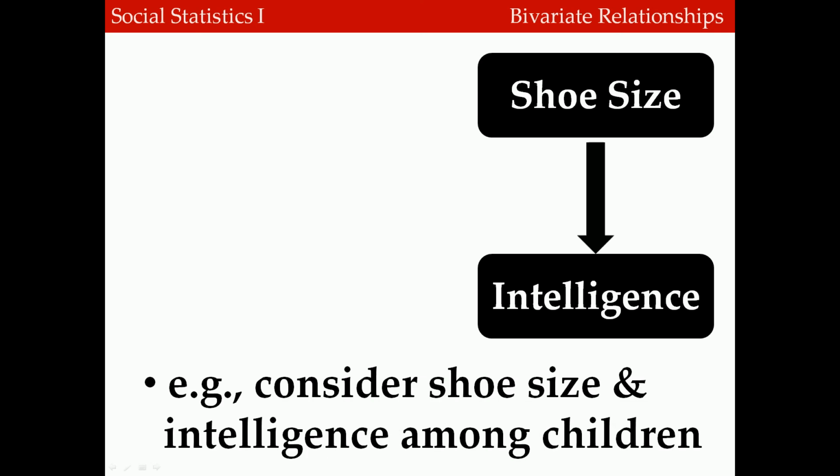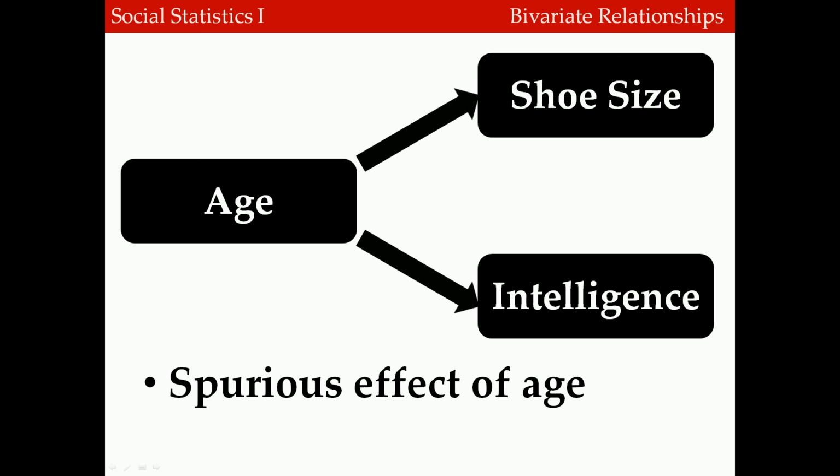As a concrete example, consider the relationship between shoe size and intelligence among a sample of elementary school kids. If you went to an elementary school and collected information on kids' shoe size and their IQ, you would probably find that as their shoe size increases, so does their intelligence. However, it's not the case that shoe size directly causes intelligence. Rather, something else is affecting both, and that is the process of aging. We know that as people get older, their shoe size gets bigger, and so does their intelligence. So in fact, age is the thing that's causing both. And so there's a spurious effect of shoe size and intelligence that's due entirely to age.